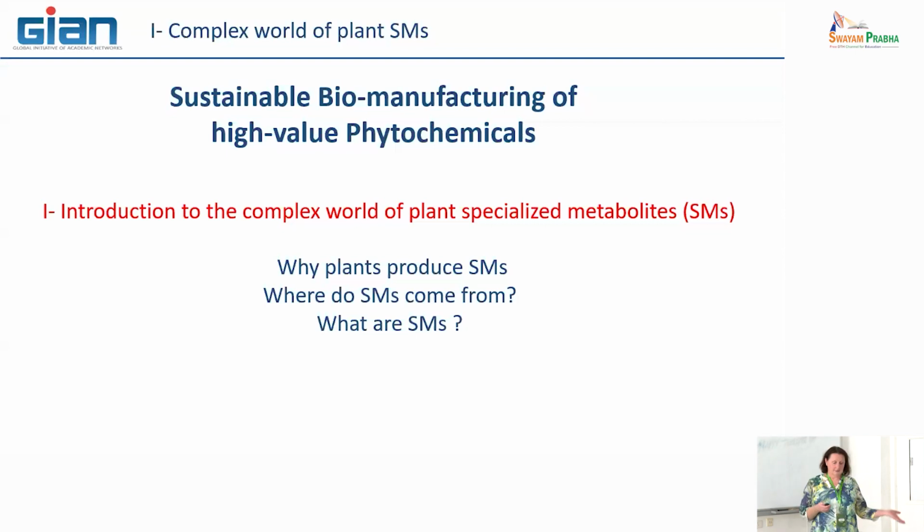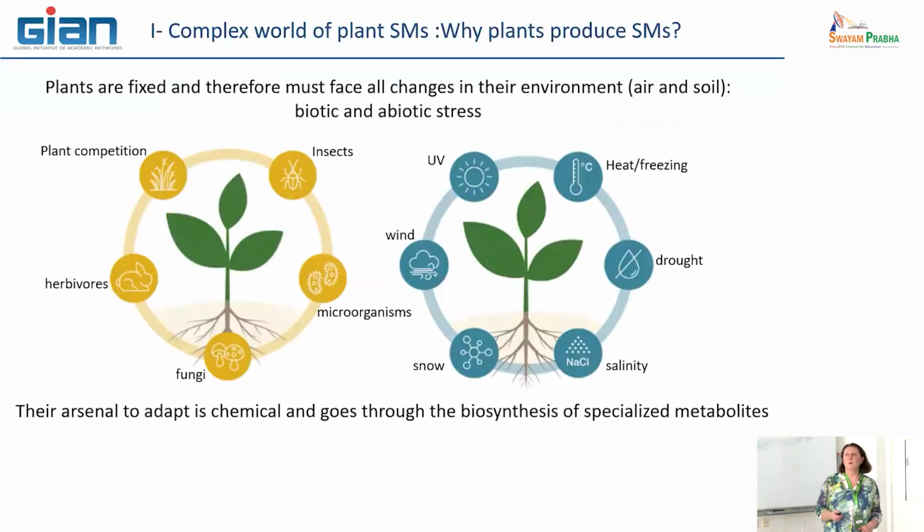So, as was explained by Professor Smita, plants are not able to move, so they need to develop personal defense systems. And you have seen that this defense can be against biotic or abiotic stresses, such as, for example, biotic insects, microorganisms, and also herbivory that are able to produce several effects on the plants, but also the plant competition that was explained.